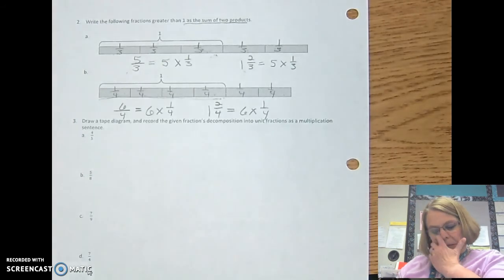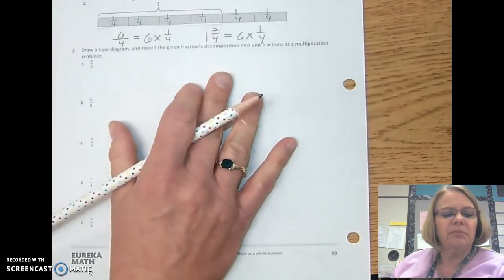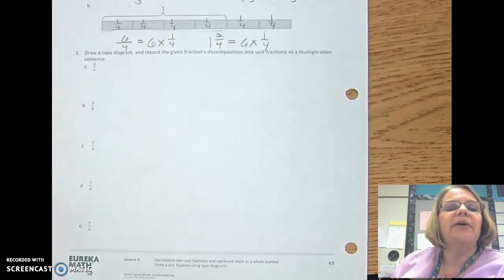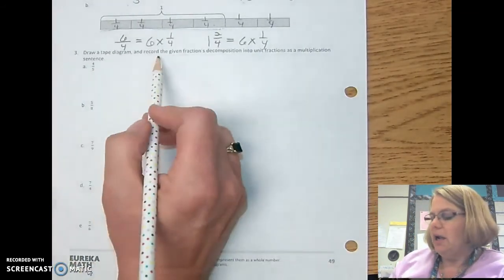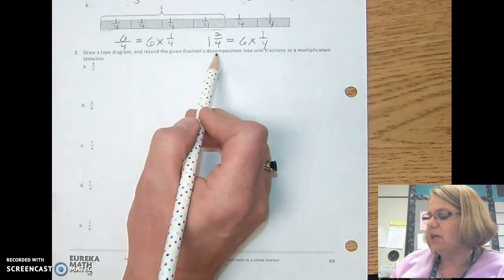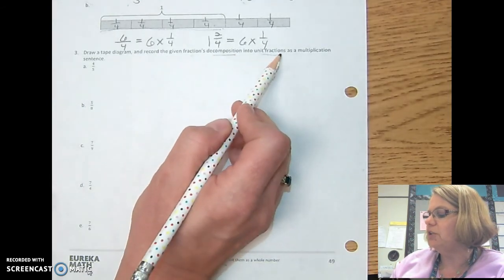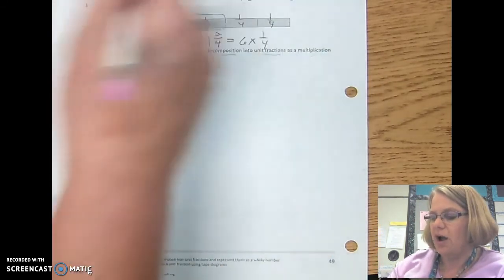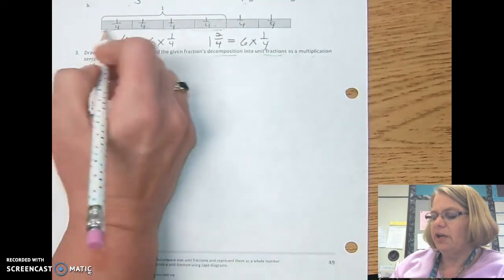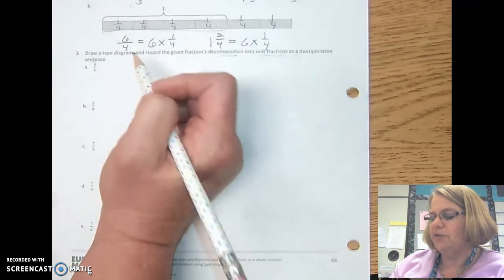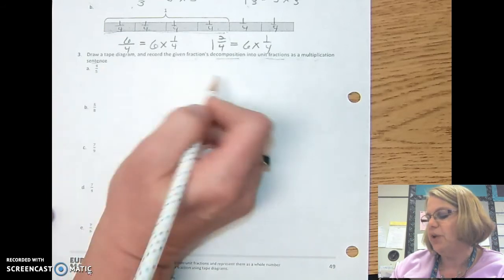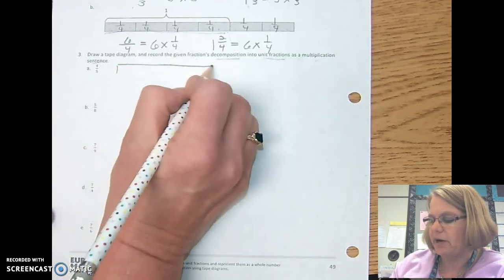Okay? The last section of this problem set says to draw a tape diagram and record the given fraction's decomposition into unit fractions as a multiplication sentence. So we're basically drawing. Here it gave us the drawing and we had to figure out what the fraction was. Here it's giving us the fraction and we have to make the tape diagram.